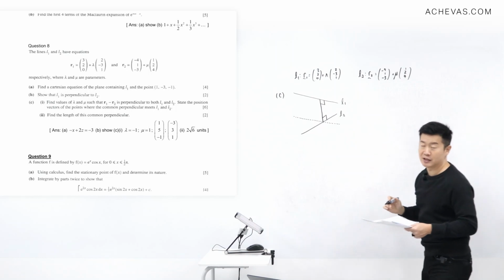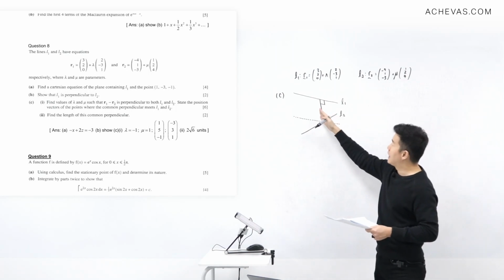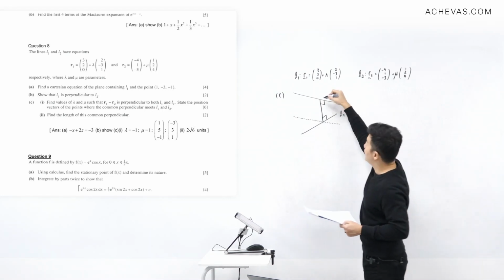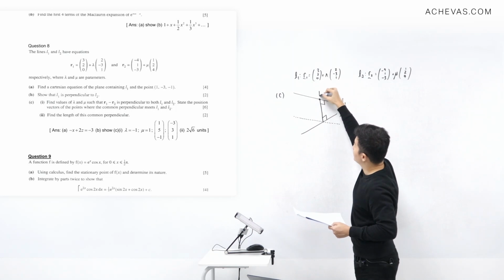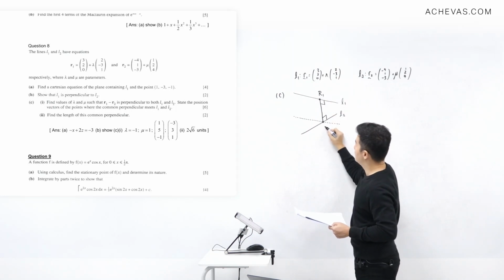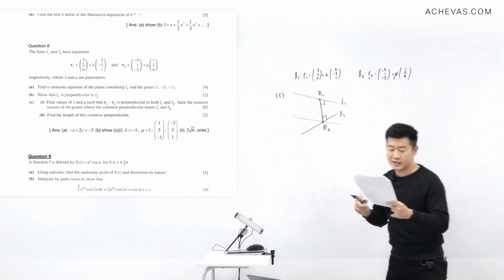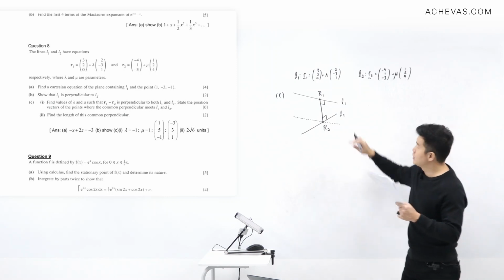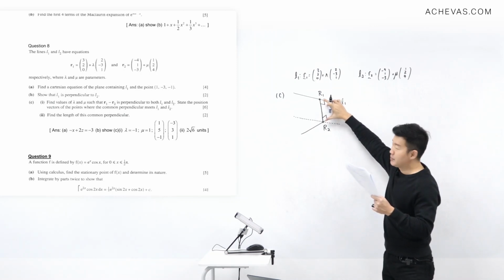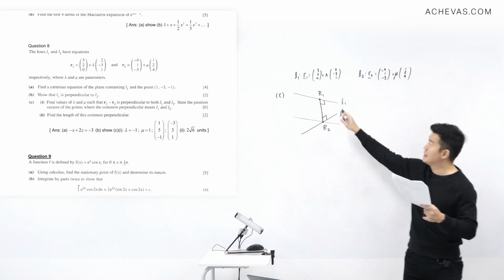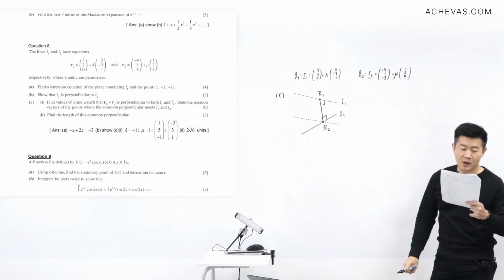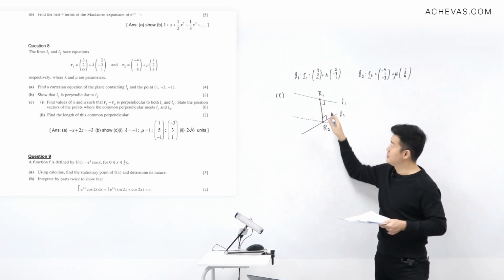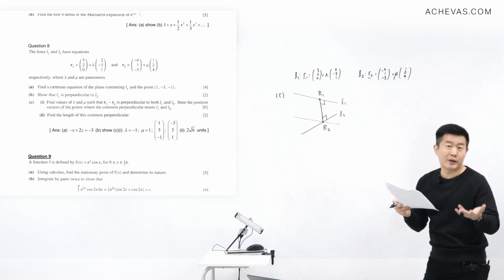This is that common perpendicular, which means that it is the line that is going to be perpendicular to both L1 and L2 at the same time. And R1 is going to represent this point here. I'm going to call this point here R1, and this point here will be R2. So the question says that we are supposed to find the values of lambda and mu such that R1 minus R2 is perpendicular to L1 and L2. So it is this R1, it is this R2. And we are supposed to state the position vector of R1 and the position vector of R2. So let's just follow what the question says.